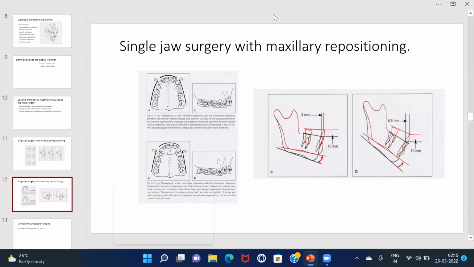In the second figure, a three pieces Le Fort I maxillary osteotomy with interdental osteotomy between the canine and premolars. In B, step in the occlusion between the anterior segment, canine and incisors, and the posterior segment, second premolars through second molars. The roots of the canine and the second premolar are deviated. A longer period of post-surgical orthodontics is required to move the large canine root into a more correct distal inclination.